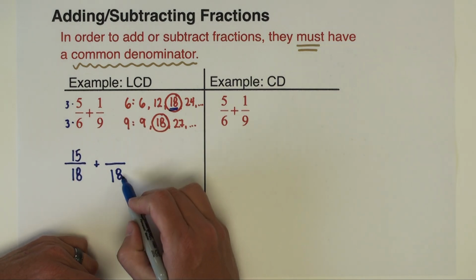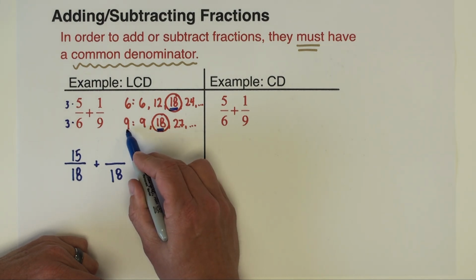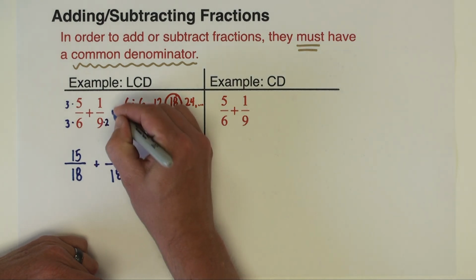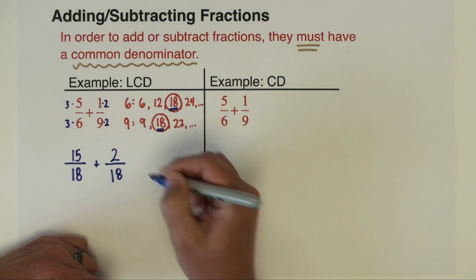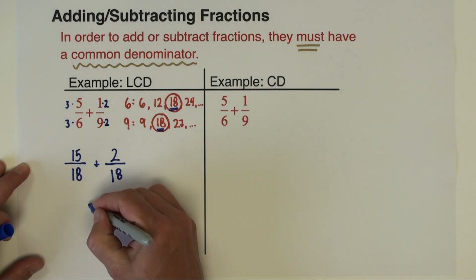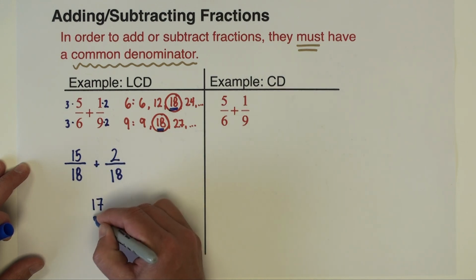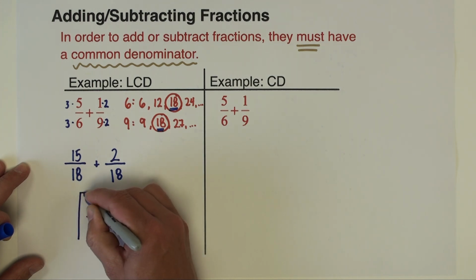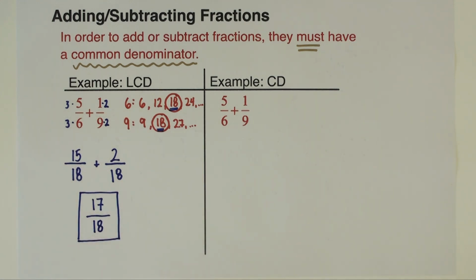And if we look at the denominator of the second fraction, 18 there, that is the second multiple of 9. So I'm multiplying times 2, and I'm going to do that to the top of the fraction as well. So that becomes 2 over 18. Now that the denominators are common, we can add the numerators together. So 15 plus 2 is 17, and we have our common denominator, 18. Okay, so there's the least common denominator technique for combining fractions.